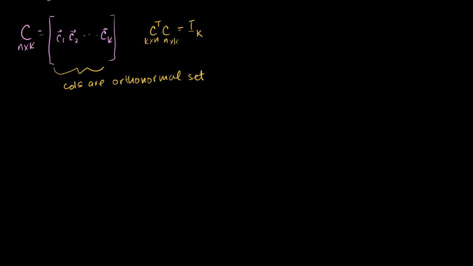Now what happens if k is equal to n? Well, then this is going to be a square matrix. And if it's a square matrix, what else do we know about it? Well, we know that these form an orthonormal set. We saw, I think it was 2 or 3 videos ago, that means that the columns are linearly independent. And we've seen this many, many times before. If we have a square matrix with linearly independent columns, it means that C is invertible.